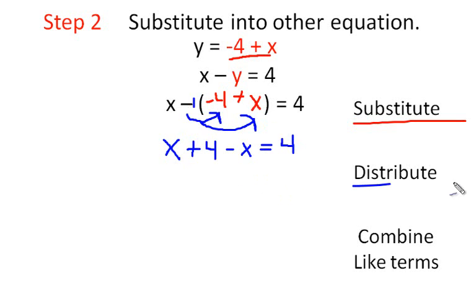Okay, that was our distributing step. Next, we have to combine like terms. So if I look here, I have a positive x and a negative x. So they're actually going to cancel each other out. Okay, and I'm going to be left with 4 equals 4. For this situation, if we get a number equals itself, that means that our lines, our equations coincide. So we would say that there are many solutions, or any real number.